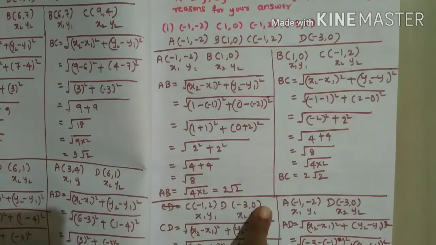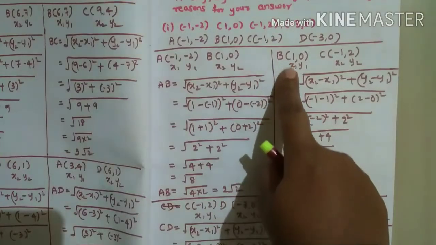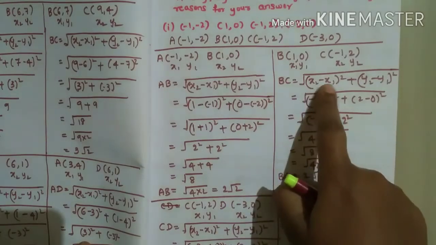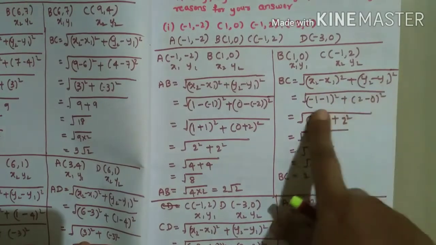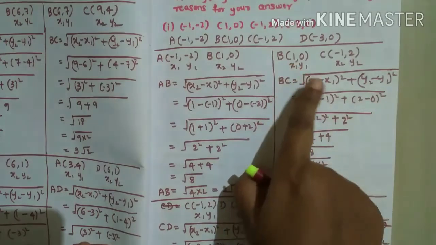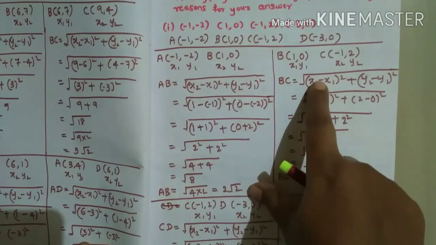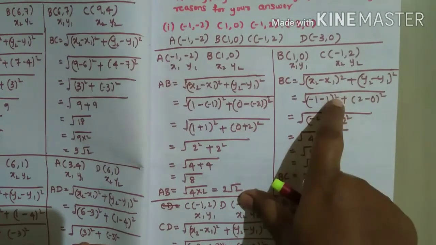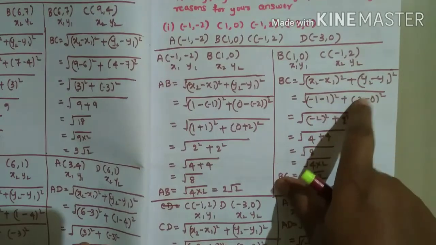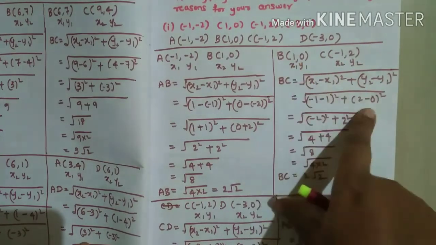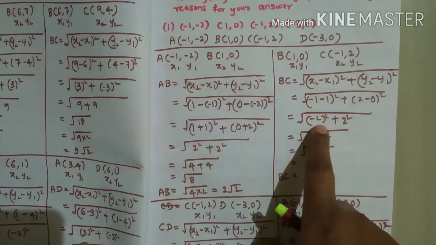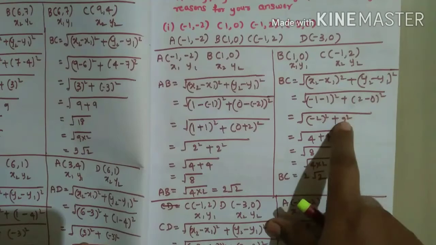Similarly, we have to find the distance between B and C. B and C, just observe here. B I have taken as x1 y1, C I have taken as x2 y2. The formula is x2 minus x1 whole square plus y2 minus y1 whole square, which I have written. Next, x2 is minus 1, minus, as it is, x1 is 1, whole square, plus y2 is 2 minus y1 is 0, whole square. Now minus 1 and minus 1, both having minus, means you have to add the numbers: minus 2 square plus 2 minus 0 is 2 square.